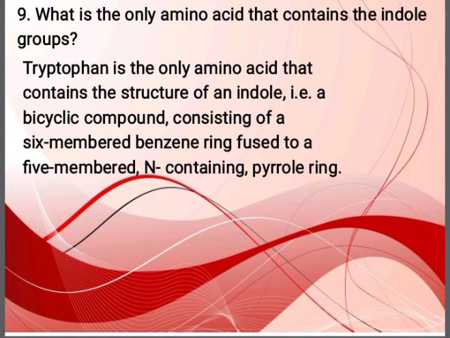Number 9. What is the only amino acid that contains the indole group? Tryptophan is the only amino acid that contains the structure of an indole, a bicyclic compound consisting of the 6-membered benzene ring fused to a 5-membered nitrogen-containing pyrrole ring.